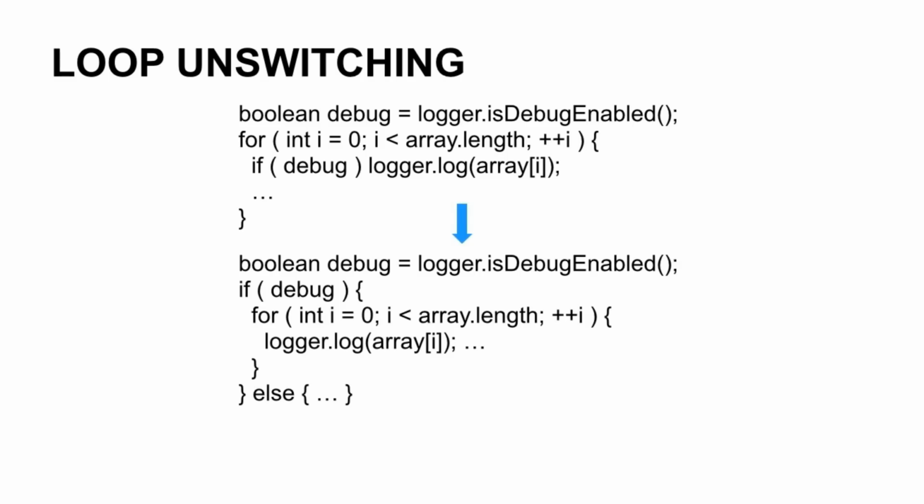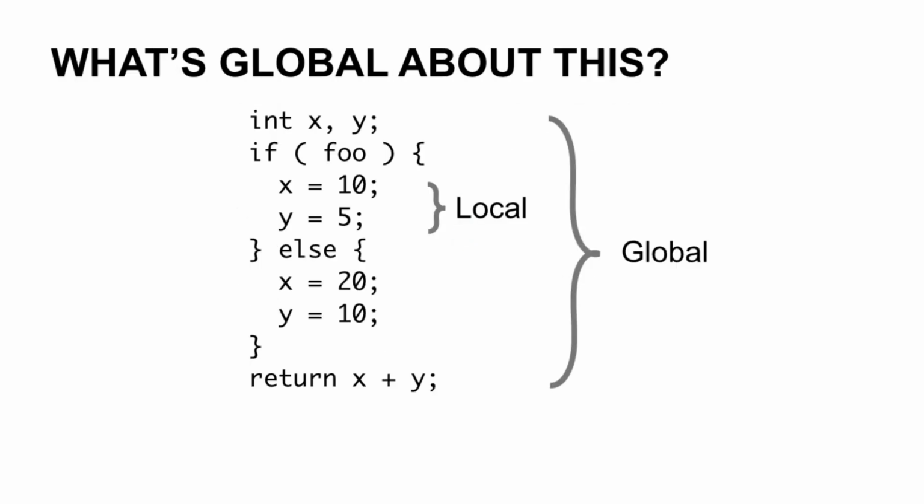Obviously, it results in more code, but it results in faster code, so it's generally a good idea. At this point, you're probably asking yourself, what's global about any of this? Everything I've shown is limited to a single function. Yes, that's true. But that's not the way compiler writers use the words local and global.